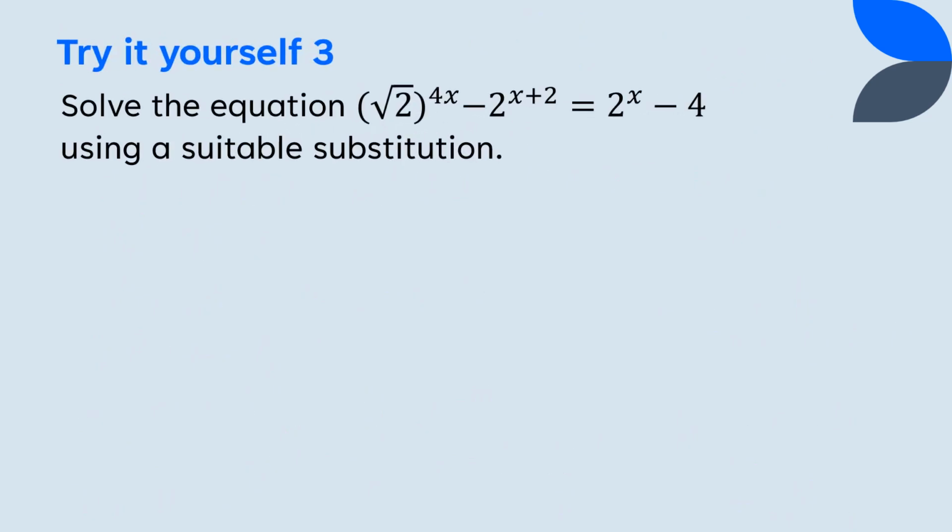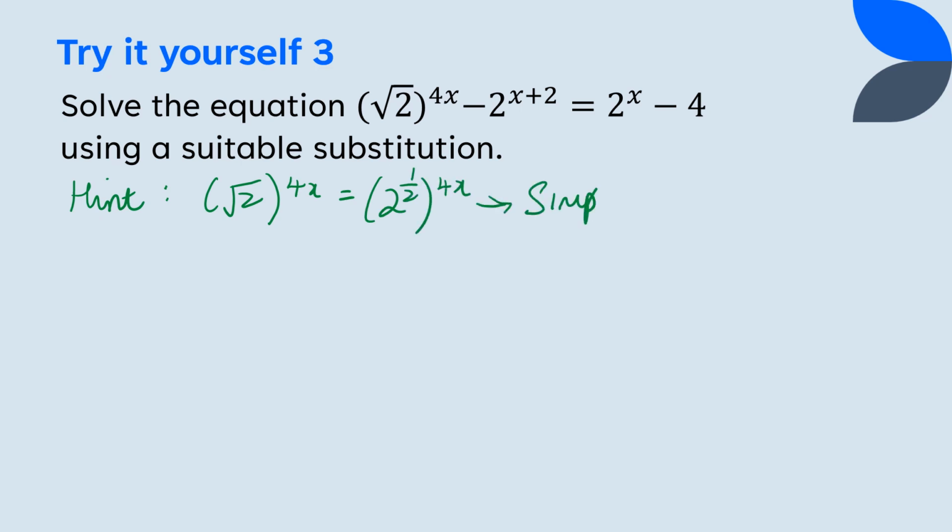Using the same skills that we have learned just now, you may want to try this on your own. I'm going to give you a hint. You may need to simplify the bracket square root 2 to the power of 4x. This is the radical form, so convert it into the index form. Square root 2 means 2 to the power half, and then you simplify it, and apply exactly the same method as what we used earlier on, and you should be able to get the answer.